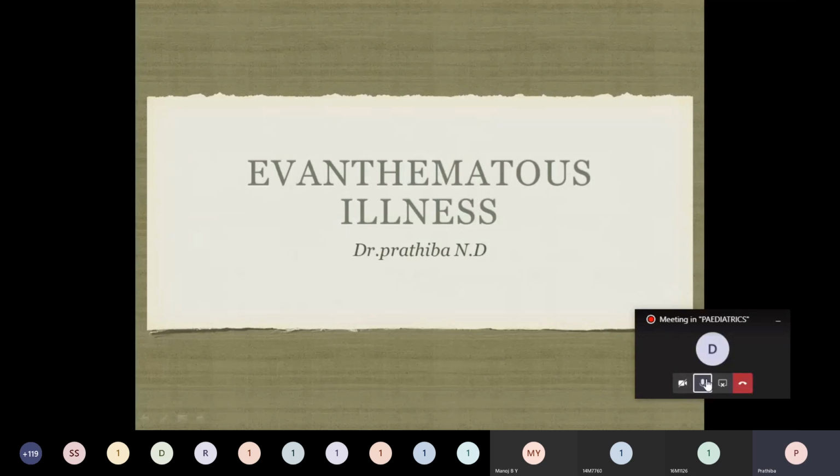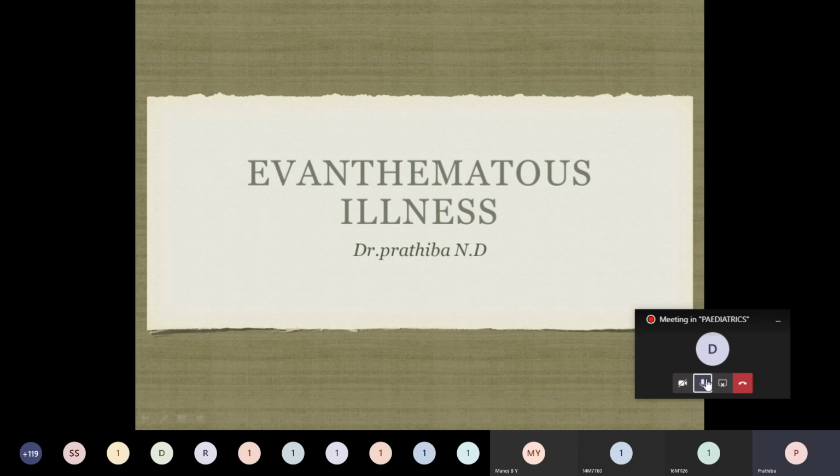What do you mean by macule? It is a flat, non-palpable lesion. Papule means a small palpable lesion. Nodule is a large palpable lesion. Whereas vesicle means a small fluid-filled lesion. Bulla means a large fluid-filled lesion.